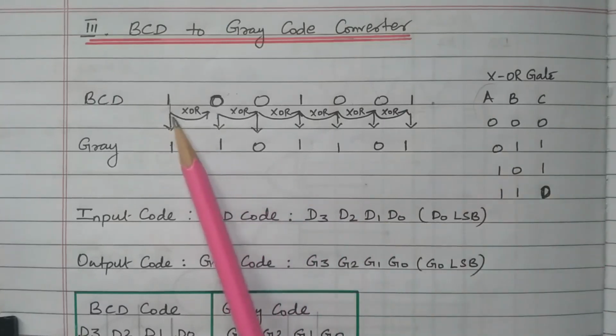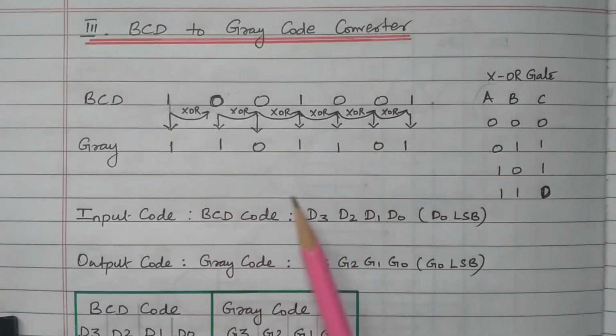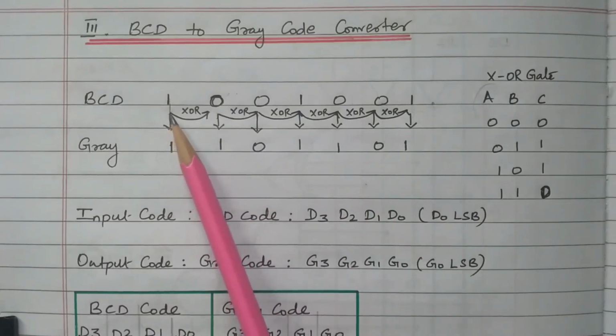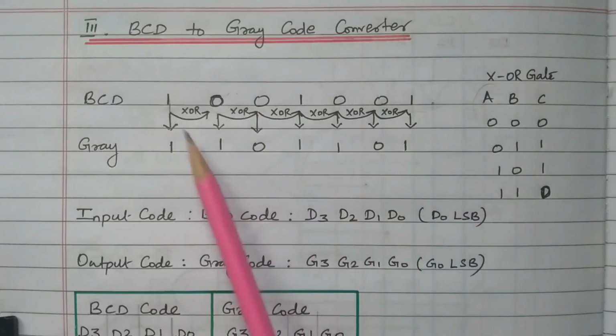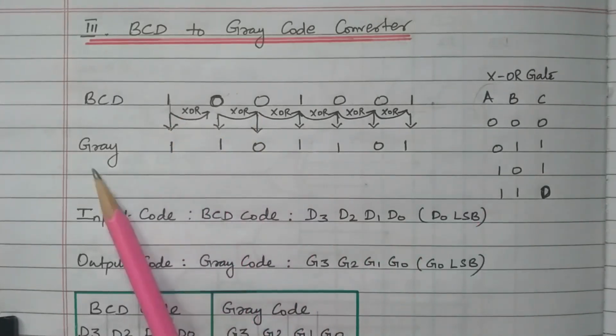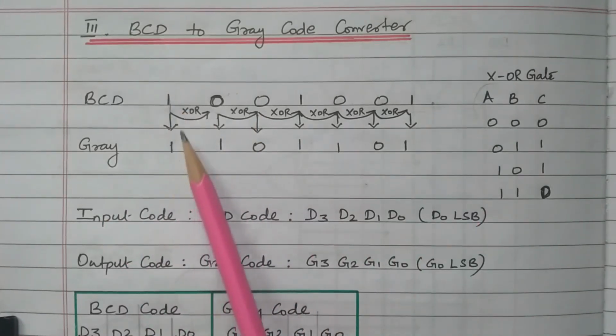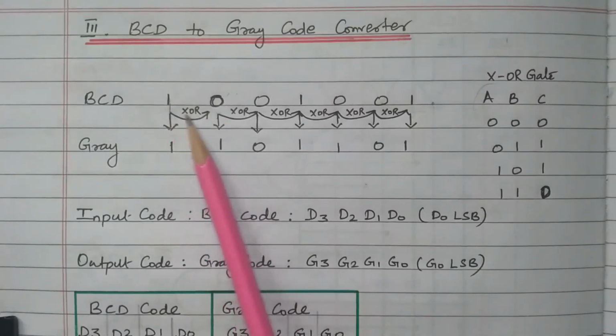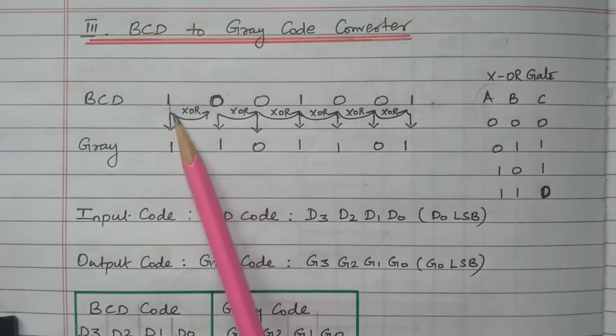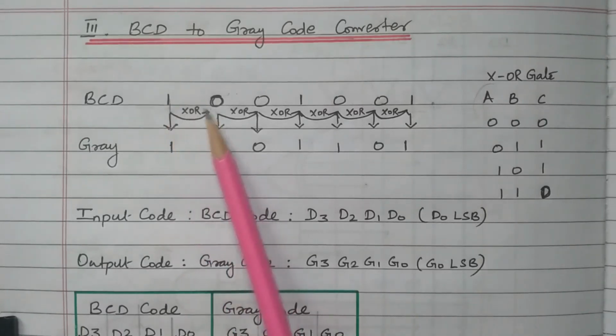So based on that we can now perform the XOR operation. The BCD code is 1001001. This first 1 is written as it is. For the gray code, 1 is written as it is. Then perform the XOR operation between 1 and 0. 1 and 0 are different, both the inputs are different, so the output will be 1.